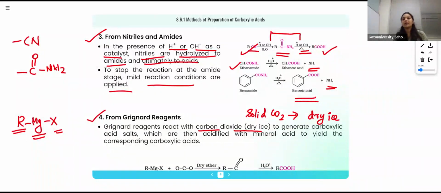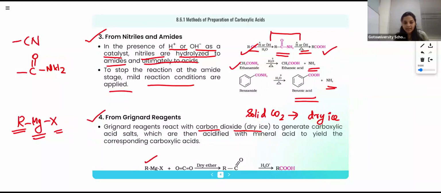Solid carbon dioxide is called dry ice. This is not the normal ice, meaning it is not normal H2O. Dry ice means solid carbon dioxide. Okay, so Grignard reagent reacts with carbon dioxide.